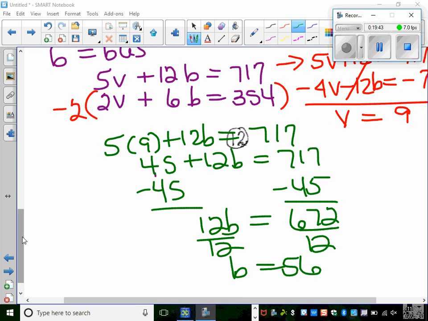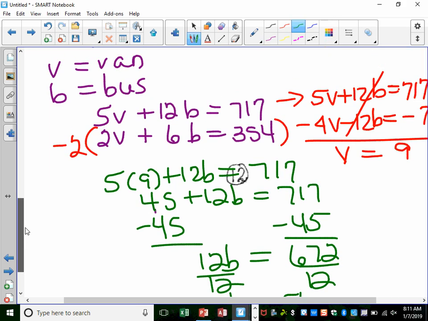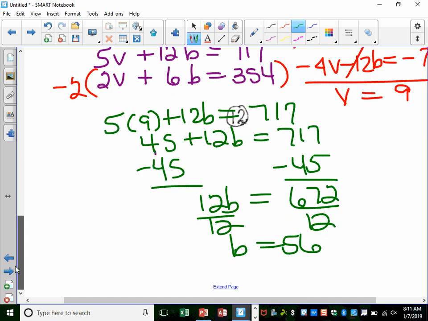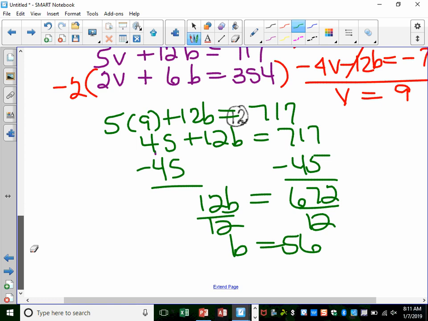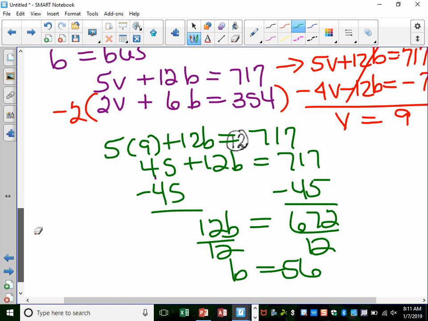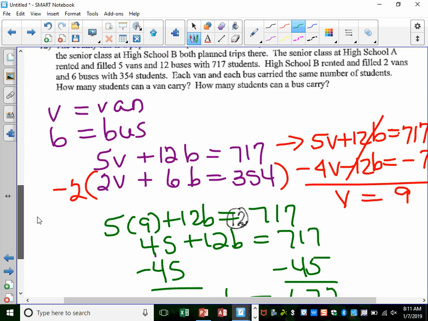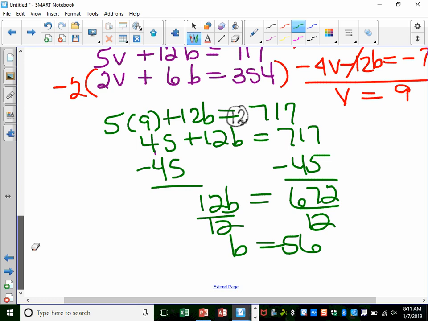All right. So the final answer for this would be, again, 9 vans and 56 buses. Was that it? That's a big number. What was the question? How many students can a bus carry? All right, I was going to say, because I know that can't be 56 buses. All right, so they can carry 56 and 9. Okay, let's go back to page 3.